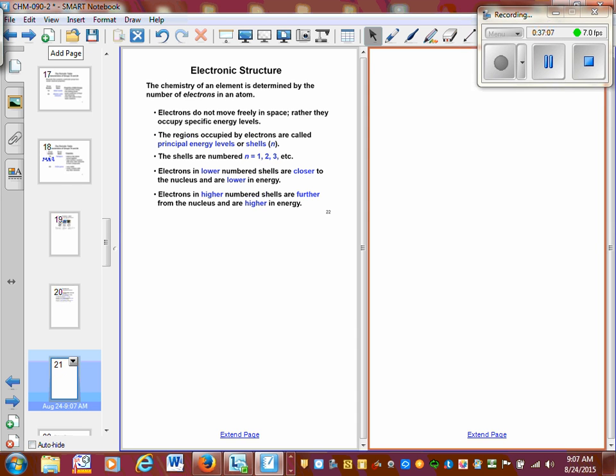So I have N, principal energy level. Electrons do not move freely in space. They only have specific energy levels. We're going to call them 1, 2, 3, 4. What does that mean, principal energy levels? Okay.